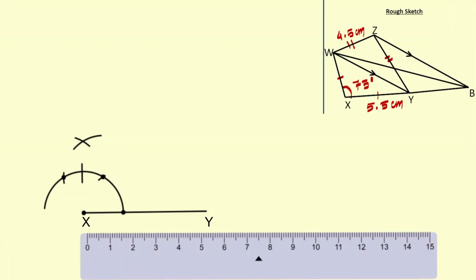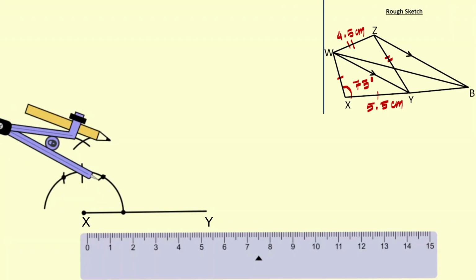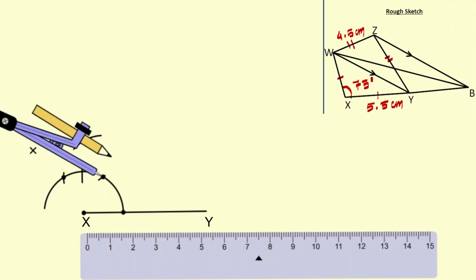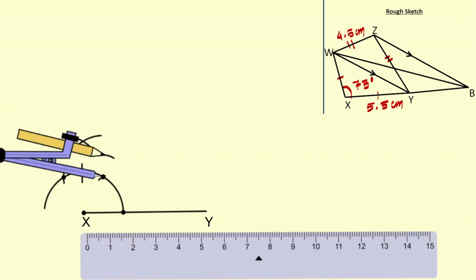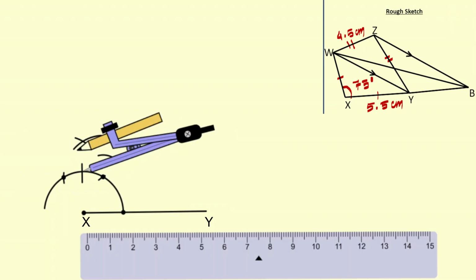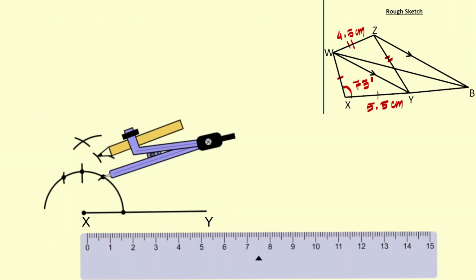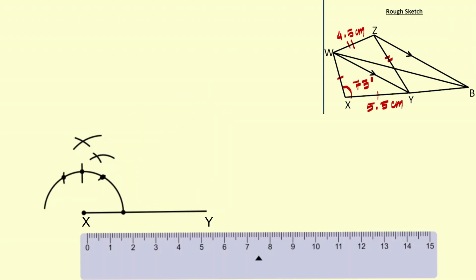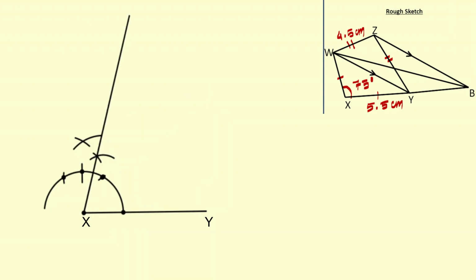After getting 90, 75 lies between 90 and 60. So I have to make a little smaller arc to make the figure neat and clean. Okay, from 60 and then from 90. Okay, I got 75 degree. See, I got 75. Now I have to make XW, and that is 5.5 again.